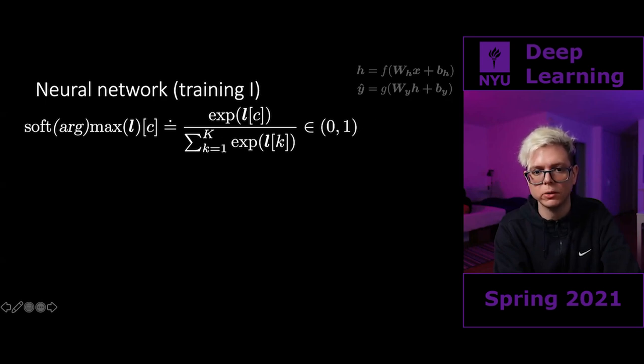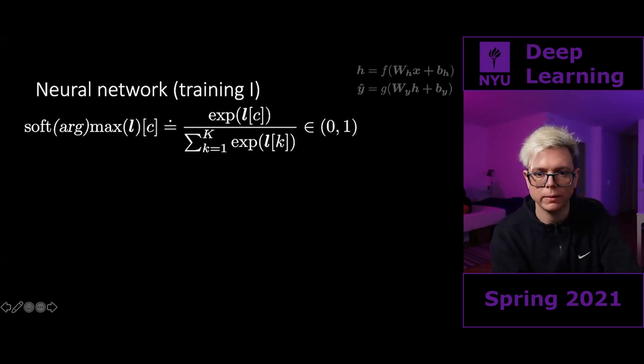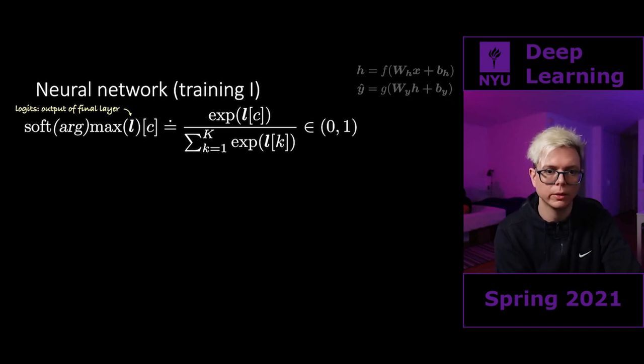Because the bottom will always be larger, the denominator will always be larger than the numerator, so it will never reach 1. And all of these quantities are positive, right? So this is within 0 and 1, extrema excluded. And the L there stands for logits. The logits are the final output of the network, usually the linear output of a network, okay?